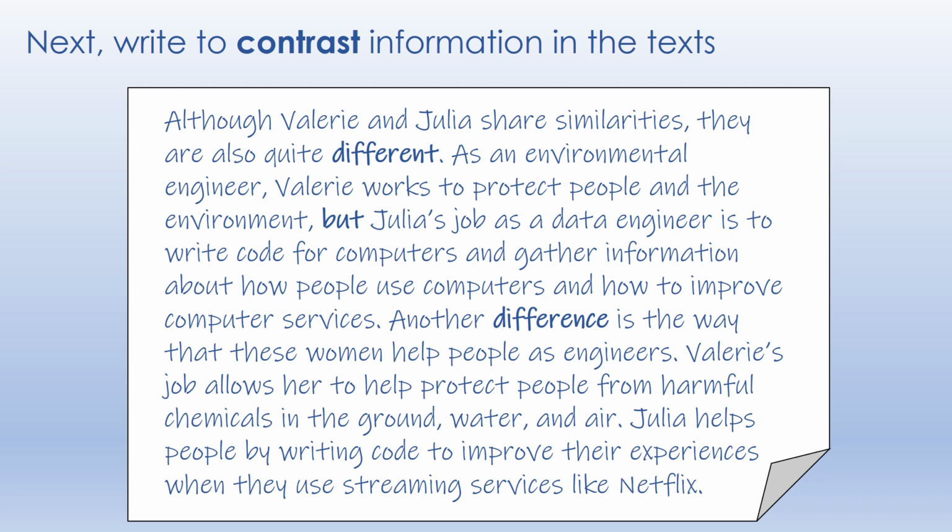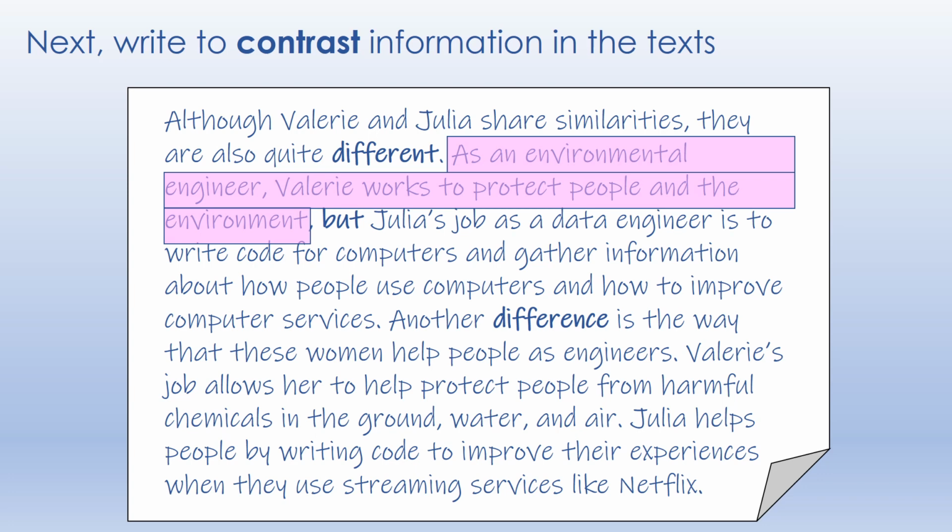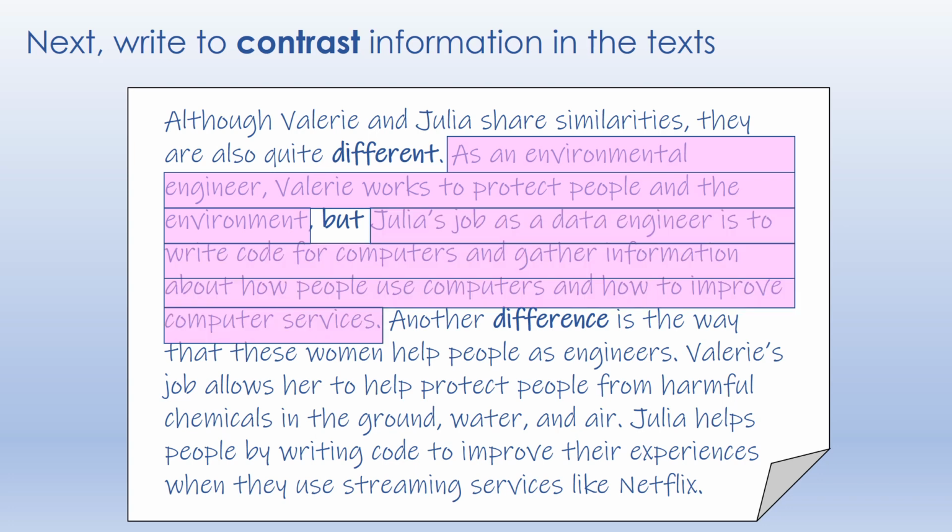Although Valerie and Julia share similarities, they are also quite different. See how I've bolded that signal word. As an environmental engineer, Valerie works to protect people in the environment. But Julia's job as a data engineer is to write code for computers and gather information about how people use computers and how to improve computer services. So I've highlighted these two pieces of information because if I look back at my two-column chart, you'll see the information about Valerie being an environmental engineer is on one side of the chart, and the information about Julia being a data engineer is on the other side of the chart.